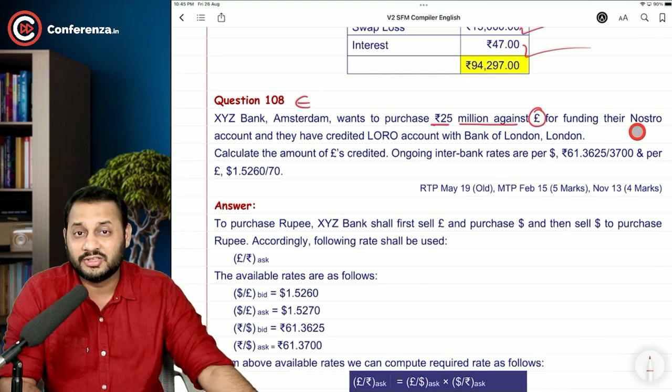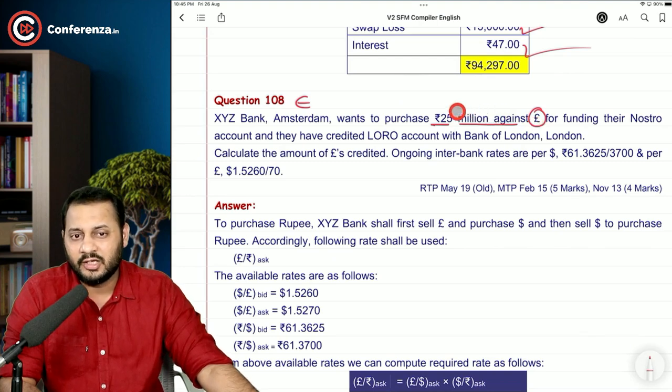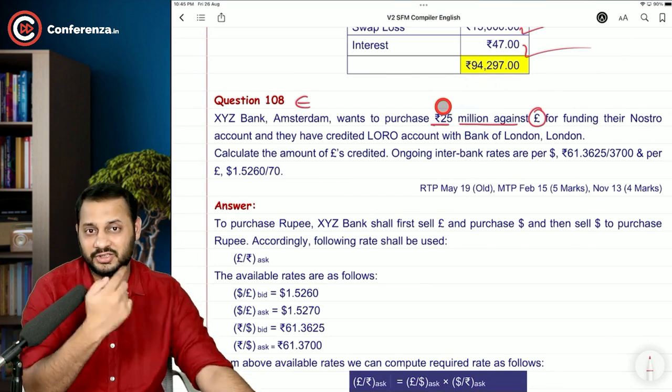Now you have to create a history for this. They have credited the Loro account of Bank of London. In Bank of London, you can deposit only pound. And if you have to buy this 25 million rupees, that will go into the Nostro account, because the Loro account is with the Bank of London. So the Nostro account will be somewhere in India. So let me create a situation for you.